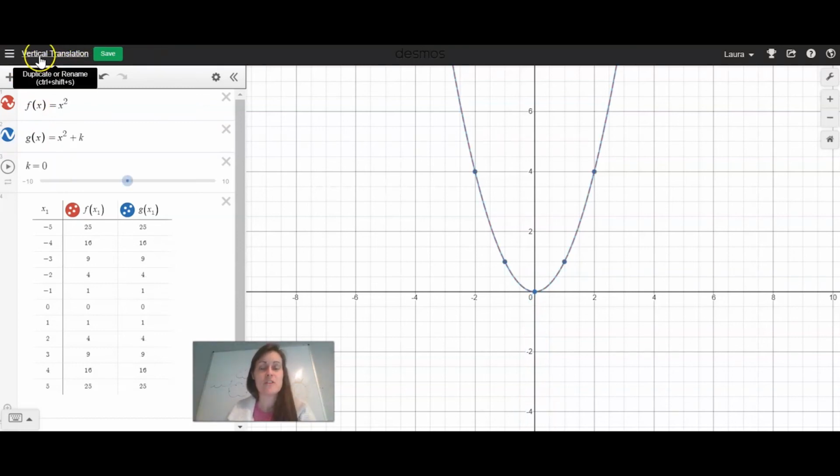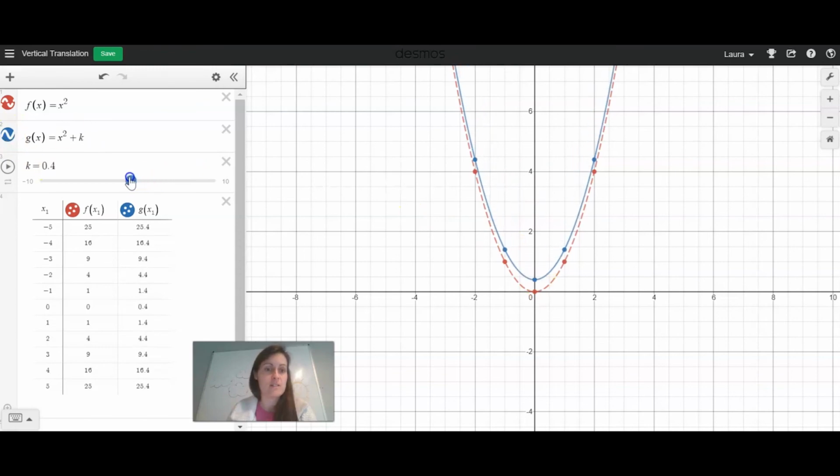My next transformation is called a vertical translation. So right now, you can see that the transformed graph, g of x, is in the form x squared plus k. This time, I'm going to be changing the value of k. So first, I'll move k from k equals 0 in the positive direction. Make note of what's happening to the blue graph compared to the red graph. It looks like the graph is shifting up, and it's shifting up exactly k units from the parent function.